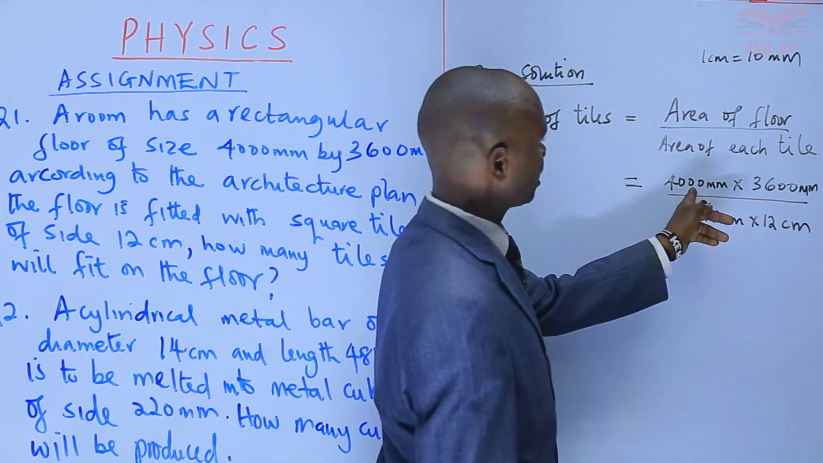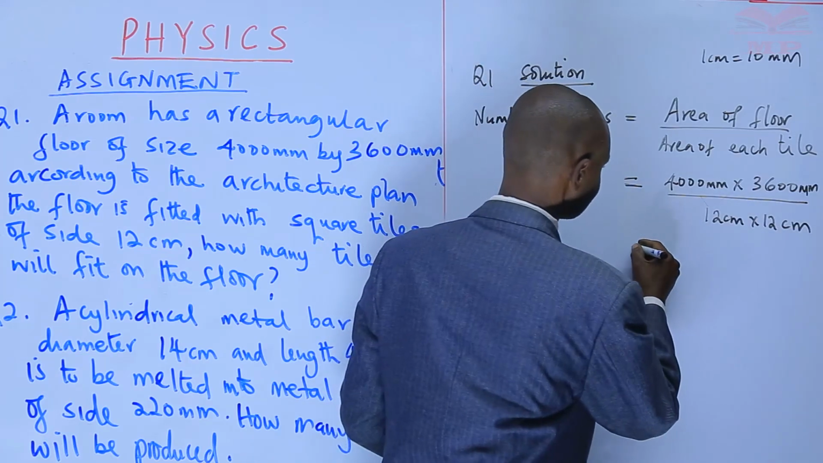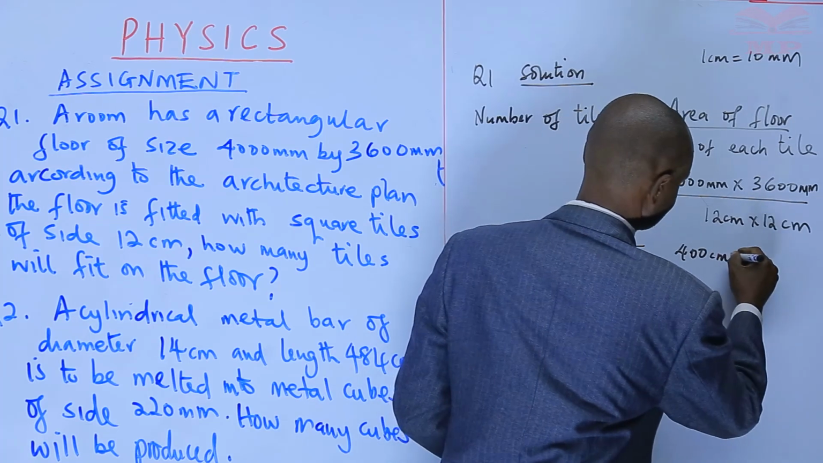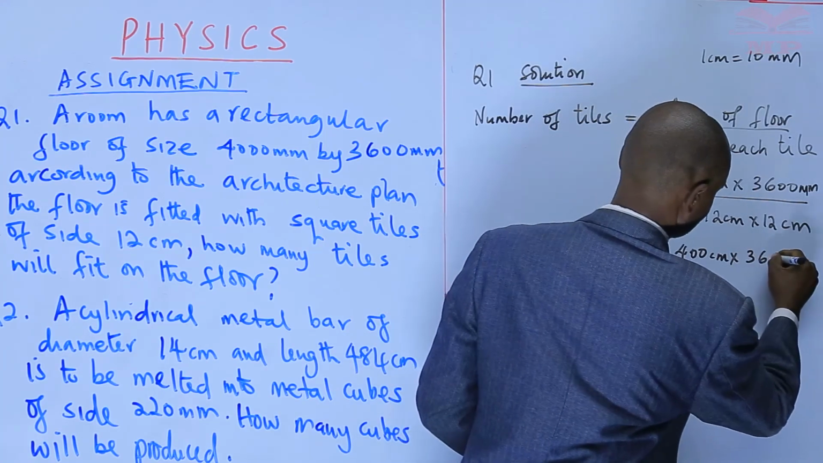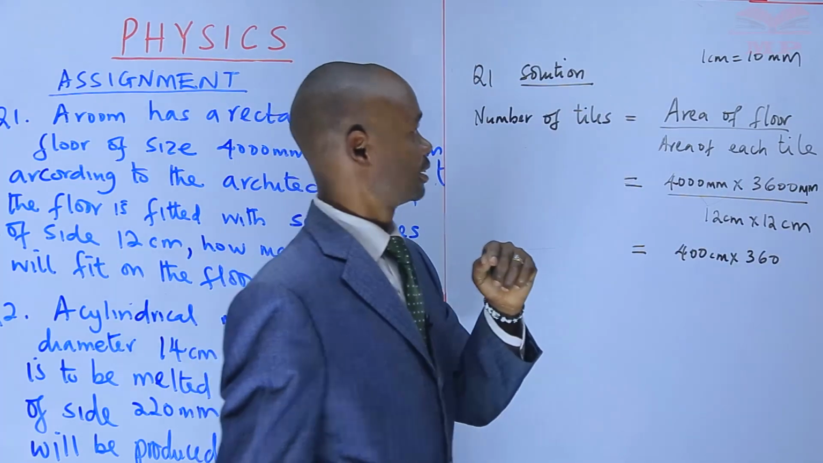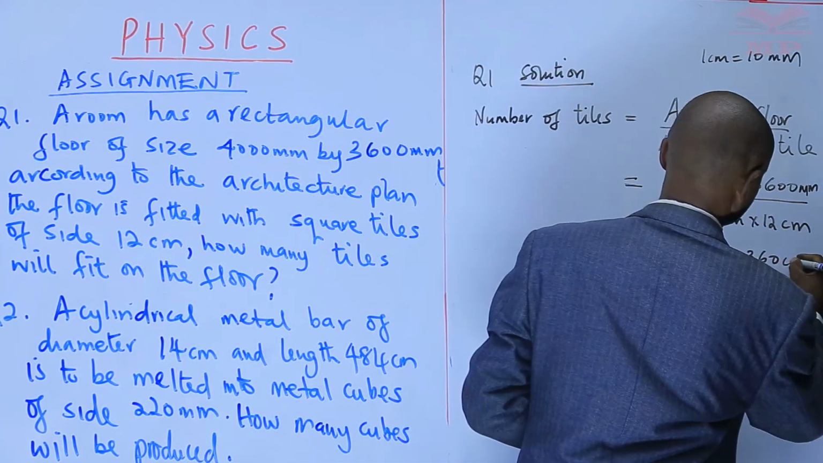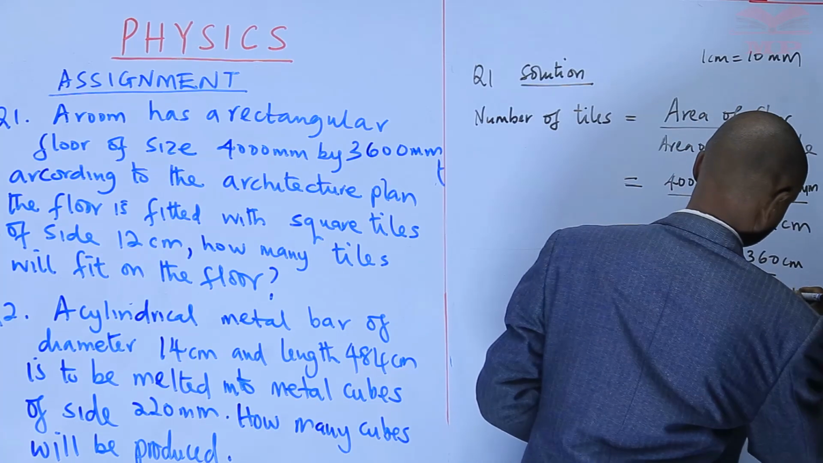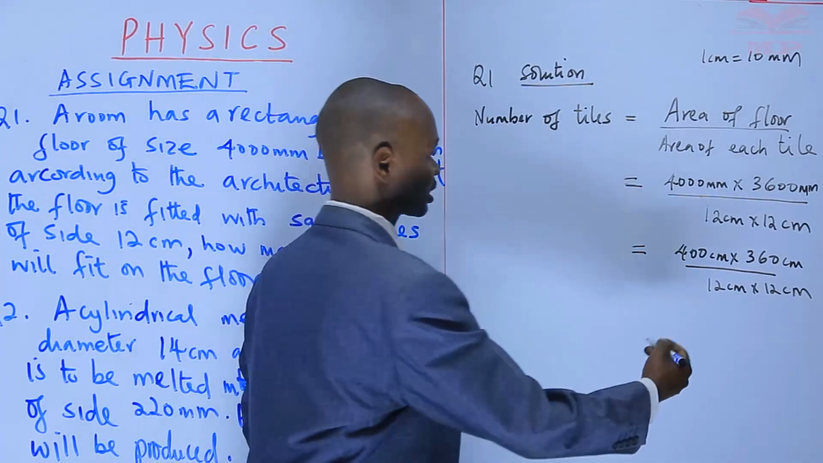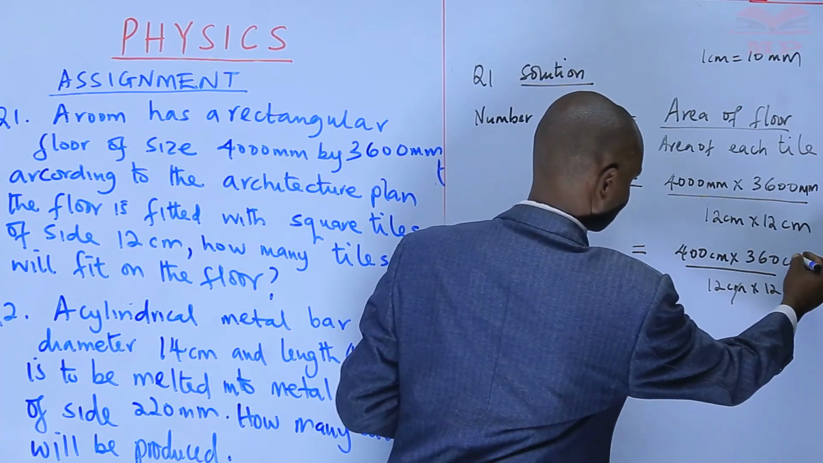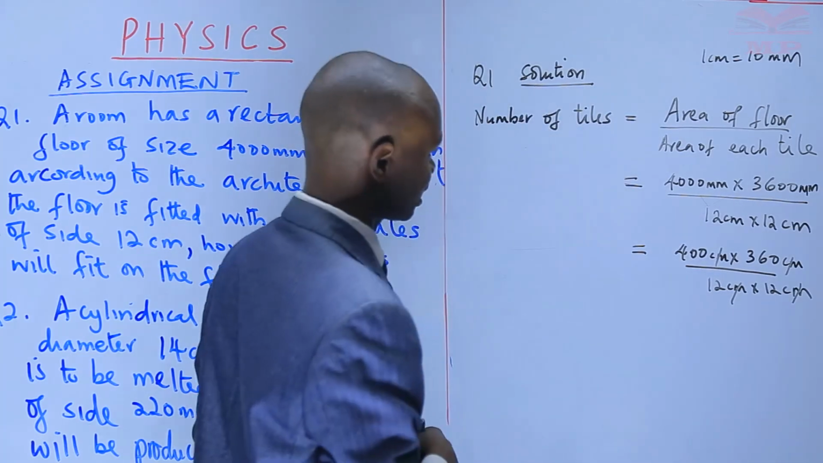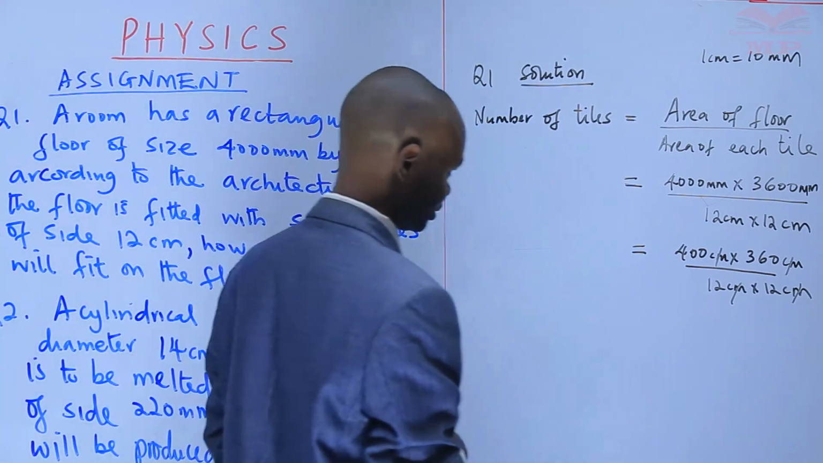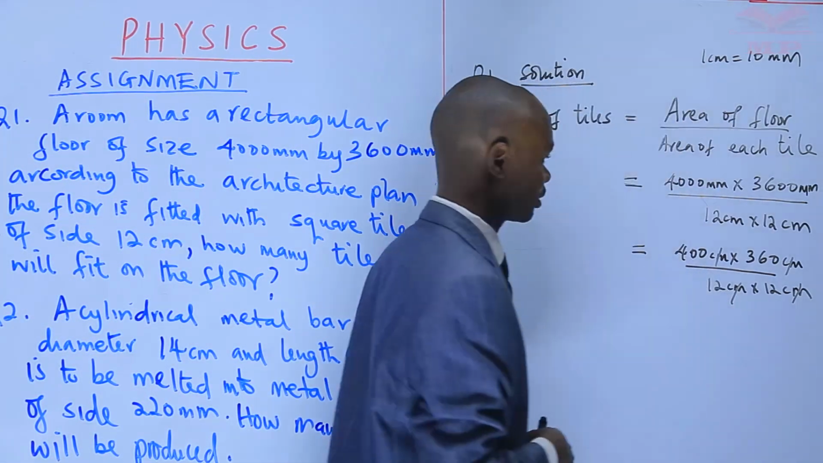So this 4,000 millimeters will become 400 centimeters times 360 centimeters. You divide by 10. Then 360 centimeters divided by 12 centimeters times 12 centimeters. You realize the centimeters will cancel out.